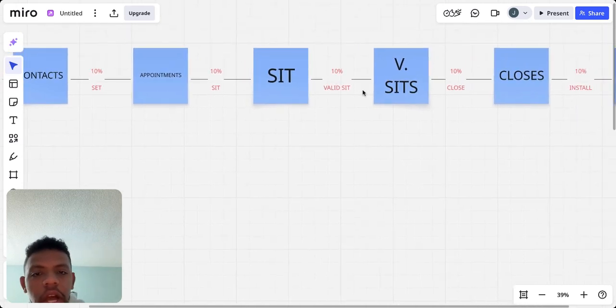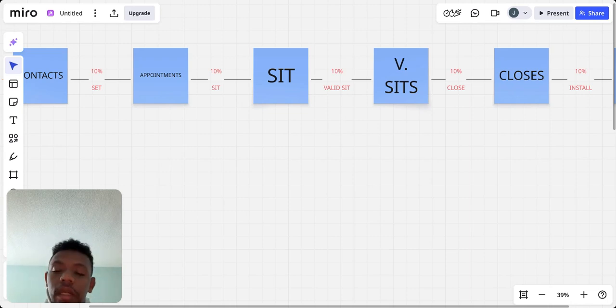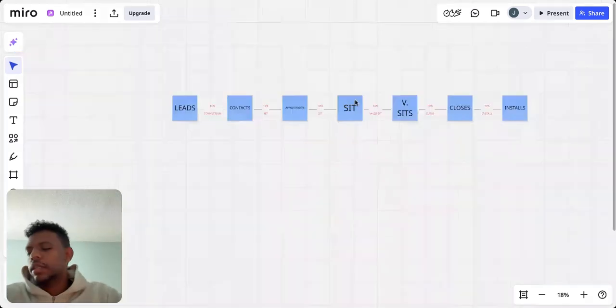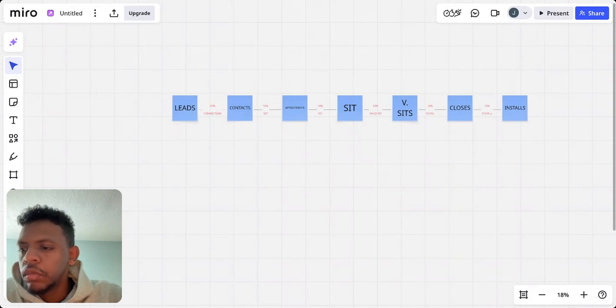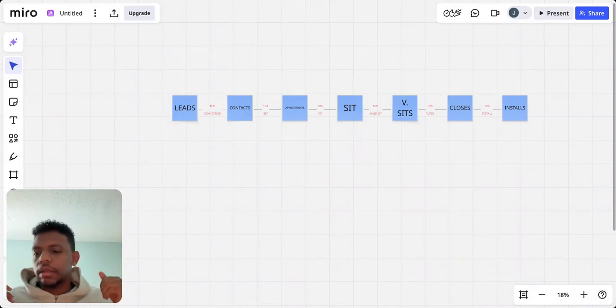And then after that, we have how many of the people that actually sit, like actually have a bill or usage with them and actually sit down, how many of those sits are valid, meaning they're closable. So they pass credit, they have a property type that qualifies, and their design makes sense to a certain extent. Also, if they don't want to show up for the call, maybe they are not ready for the call, the wife isn't there, the decision makers aren't there, it's not like a ready-to-go sit.